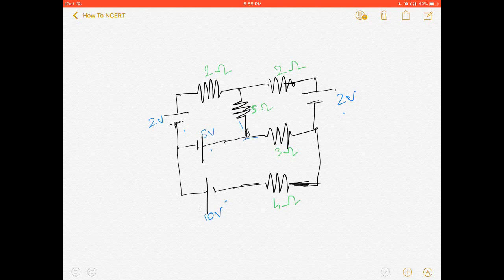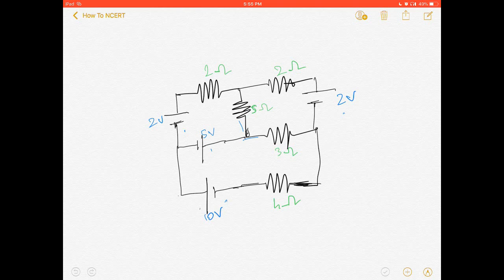Hey everyone, today we're going to solve a problem based on Kirchhoff's rules. If you remember, in the last video I spoke about Kirchhoff's rules, what they were, and basically what they can be used for. Now I'm going to give you a more practical use of Kirchhoff's rules and how to solve circuits using those rules or laws.